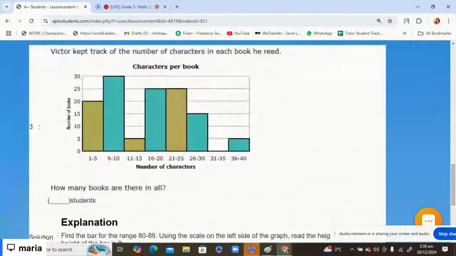Vector kept track of the number of characters in each book he read. So the number of characters are given. That is 1 to 5. It's 5 to 9, which is 30, the greater number.